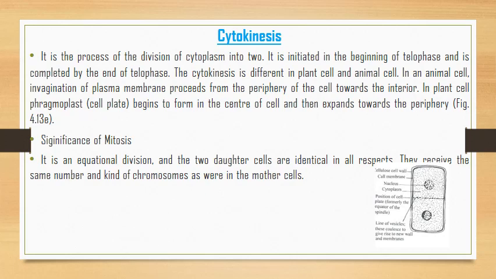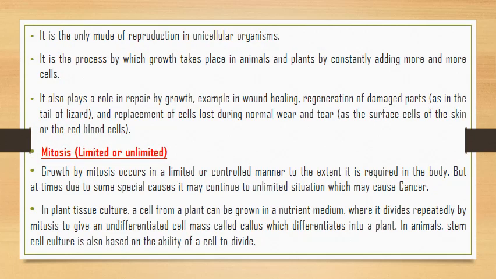Significance of mitosis: it is also known as equational division, and the two daughter cells are identical in all respects. They receive the same number and kind of chromosomes as were in the mother cell. It is the only mode of reproduction in unicellular organisms. It is the process by which growth takes place in animals and plants by constantly adding more and more cells.